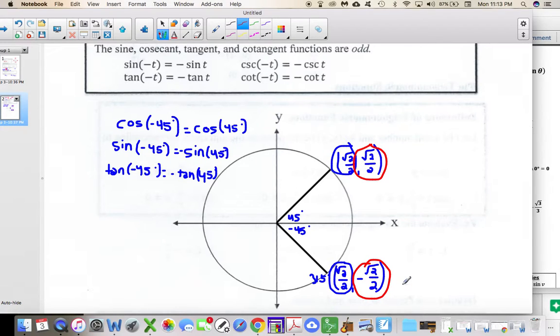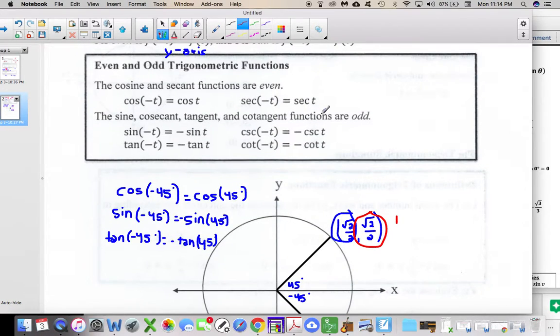Tangent of negative 45 degrees, this is negative 1 down here, and tangent up here is a positive 1. So tangent of negative 45 degrees is negative 1, which is negative tangent of positive 45 degrees. You can map that out with just those 2 points. It's the same for any, like I could have done 60 degrees and negative 60 degrees, or 120 degrees and negative 120 degrees. That would work the same, but those are even and odd functions.